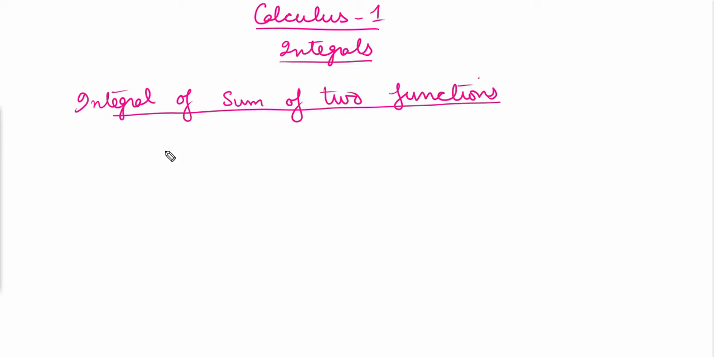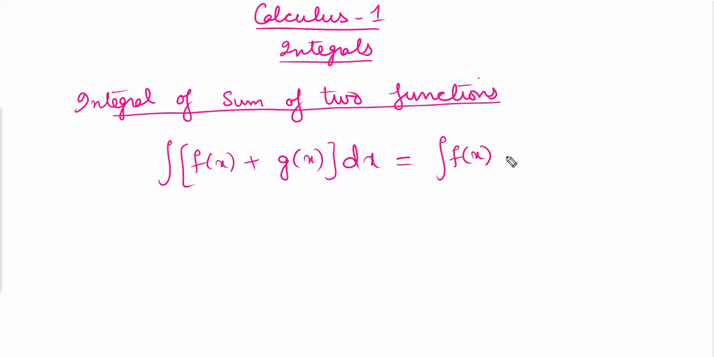Alright, so the integral of f of x plus g of x. These are the two functions that are being added and we have to integrate them. So its integral will be equal to the integral of the first function with respect to x plus the integral of the second function with respect to x. So this is how we can integrate them.